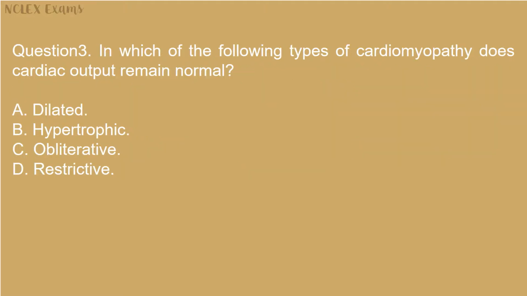Question 3. In which of the following types of cardiomyopathy does cardiac output remain normal? A. Dilated. B. Hypertrophic. C. Obliterative. D. Restrictive.